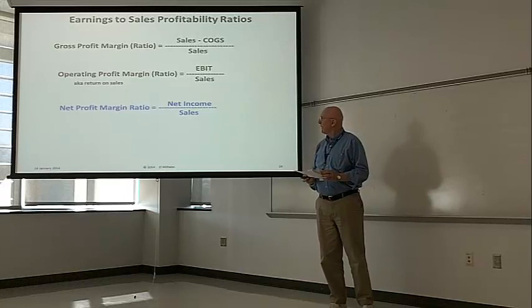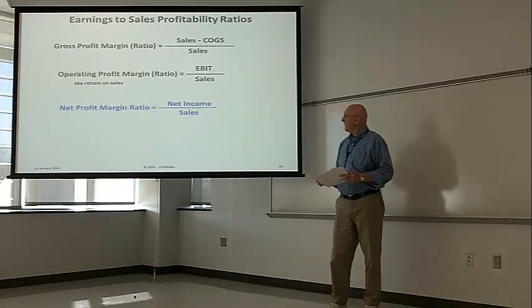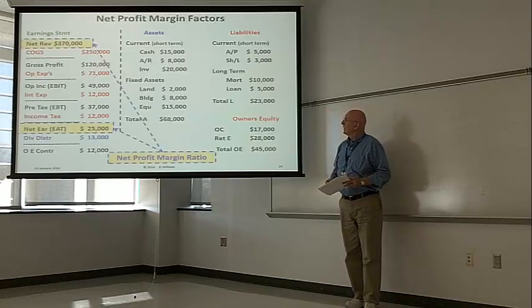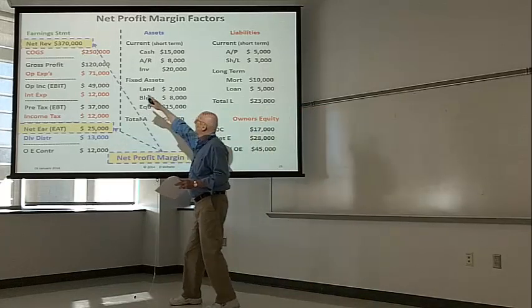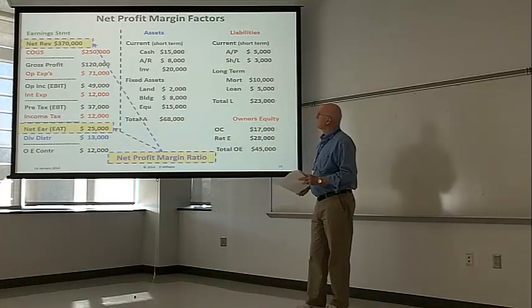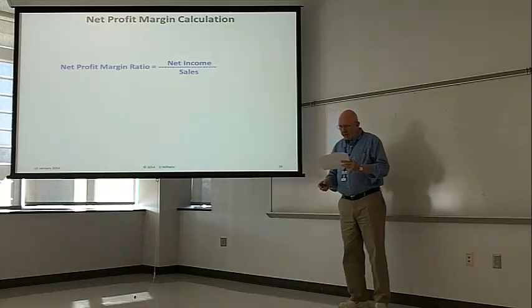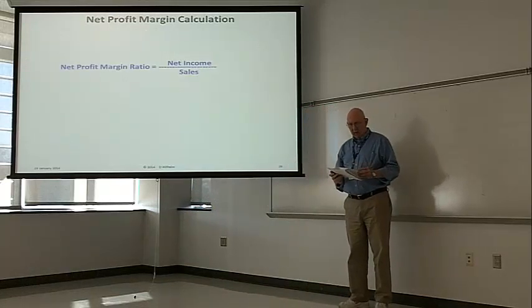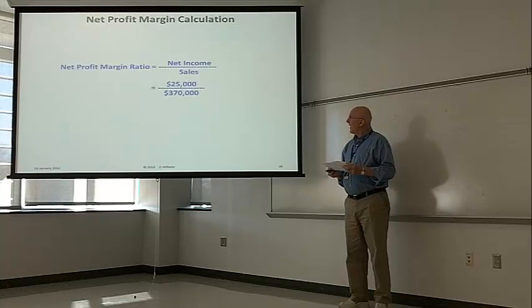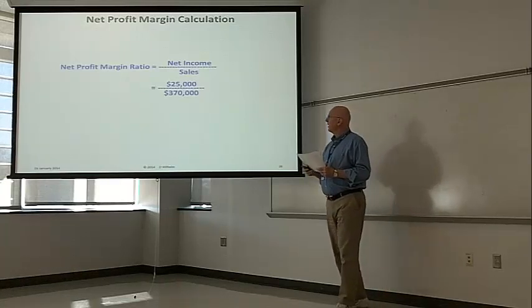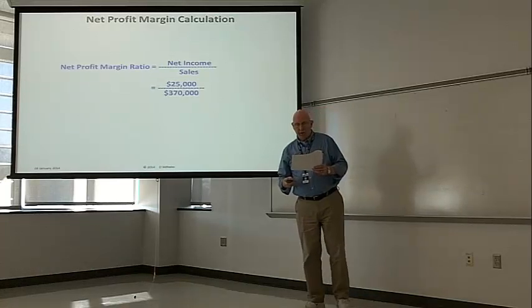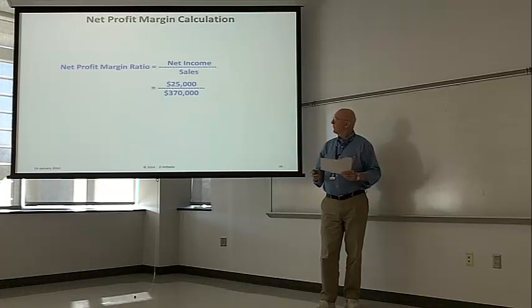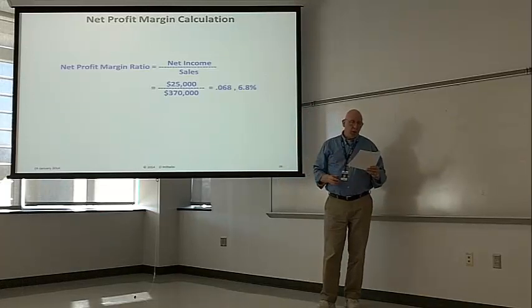And let's look at the net profit margin ratio. We need net income and we need sales. And we can find the net income or net earnings down here, the net revenue up there. And if we put them together like this, net income over sales, $25,000 of net income divided by $370,000 of sales gives us 0.068 or about 6.8%.